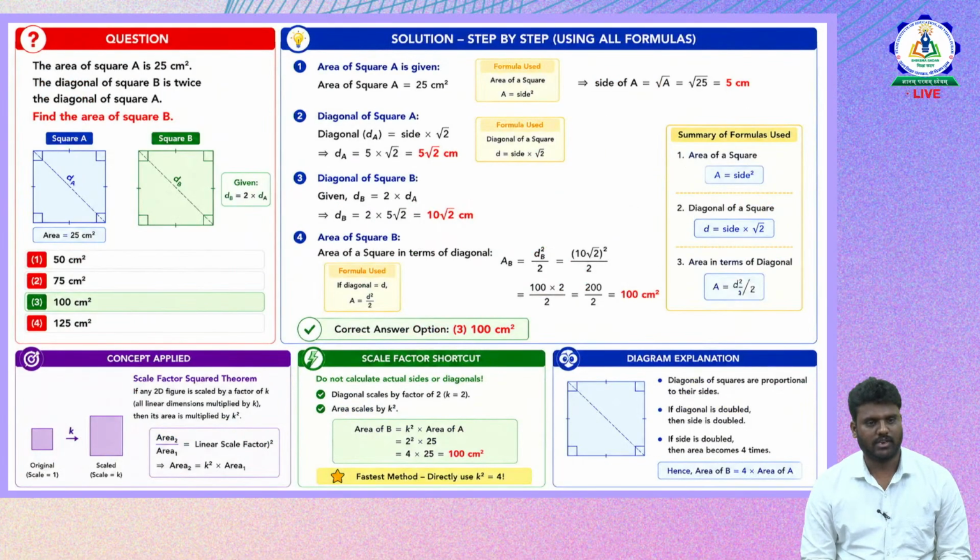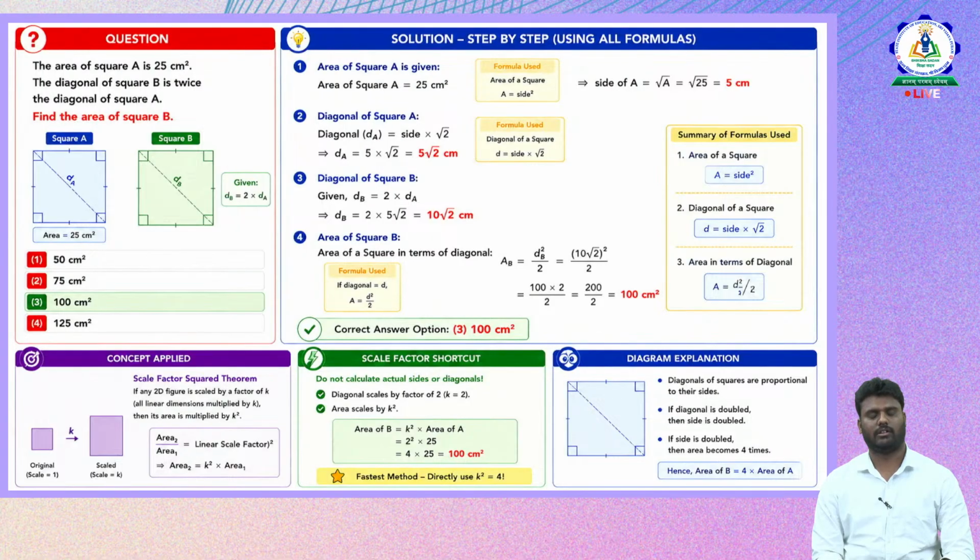Now the next question: the area of a square A is 25 centimeter square. The diagonal of a square B is twice the diagonal of square A. Find the area of the square B. We need to identify that. The given options are: option 1, 50 centimeter square; option 2, 75 centimeter square; option 3, 100 centimeter square; option 4, 125 centimeter square.